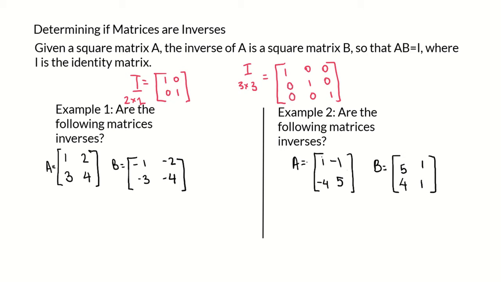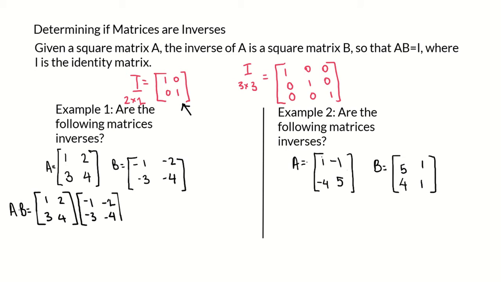So in order to check whether two matrices are inverses, we multiply them together and see if we get the identity matrix. So for example, in example 1, are the following matrices inverses? To determine that, we'll multiply A times B. And since these are 2 by 2 matrices, if we get I as the answer, that means that they are inverses. So there's A and this is B.